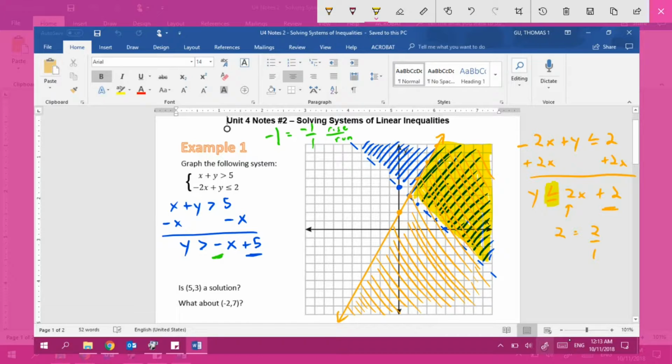Now, be careful though, because points on a dotted line do not count as solutions. So for example, if I had a point right here on this dotted line, that would not be a solution. So let's see what I even mean by that.